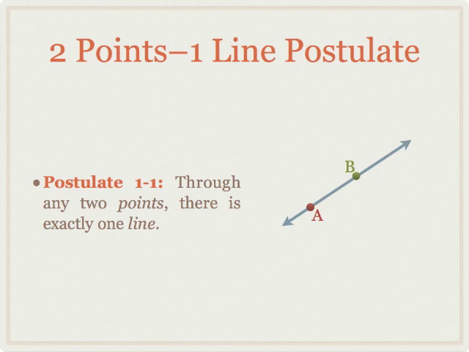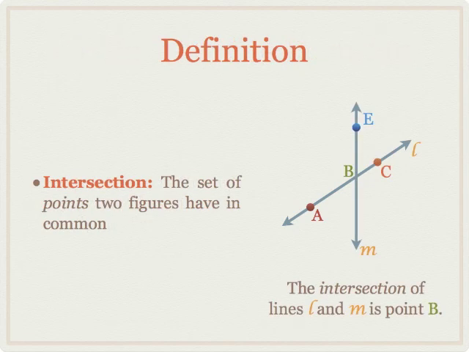With that, let's look at another definition, intersection. That is the set of all points 2 figures have in common. You'll notice in our figure here that we have 2 lines and our intersection there is point B. Notice how there's no dot at point B. Whenever we have 2 figures intersecting, we're going to use these postulates and definitions to intuit what the intersection should look like.